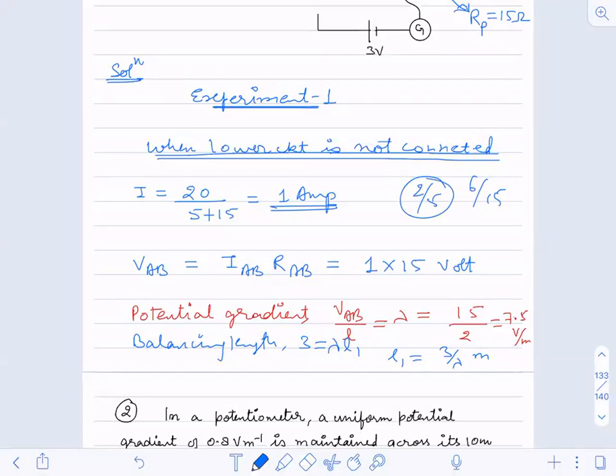So I guess all of you have understood this problem. Let us do the second problem now.